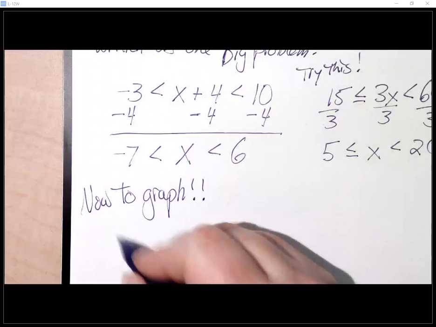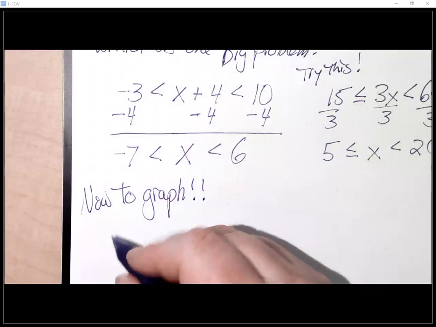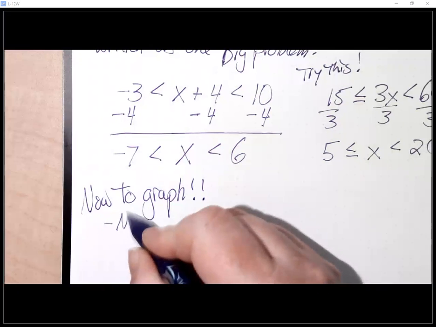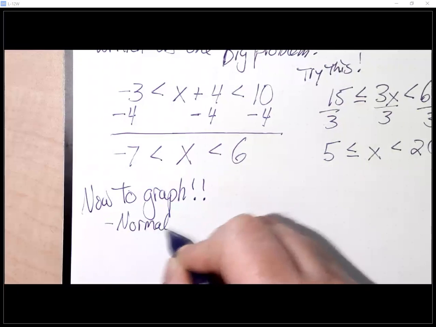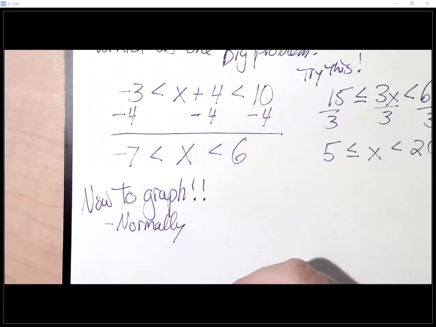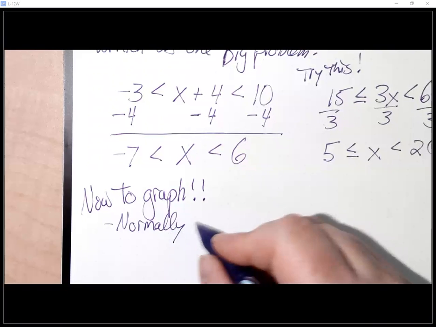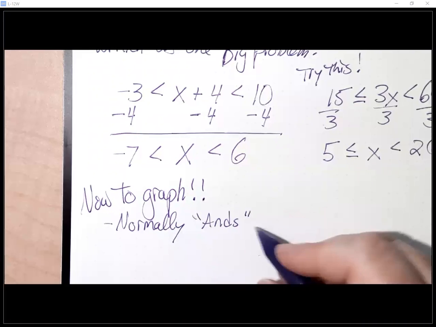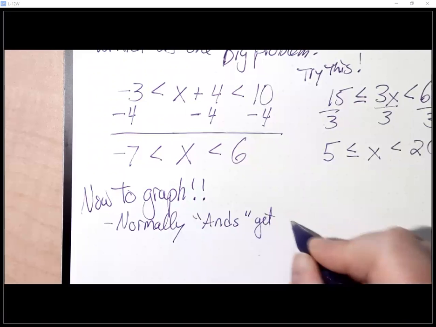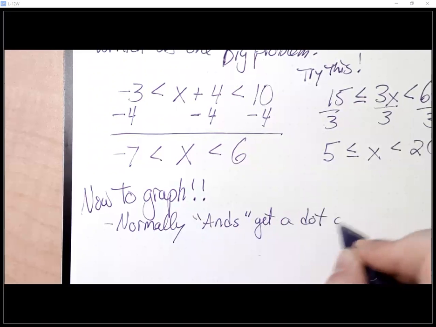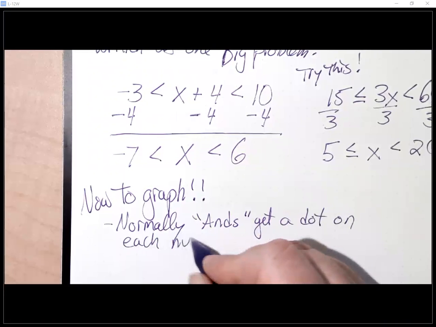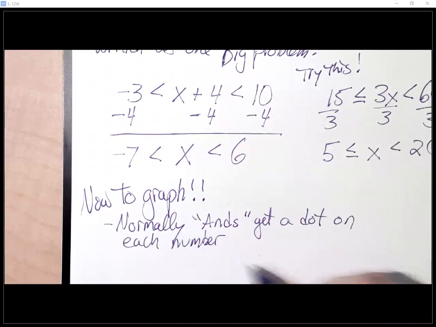Okay, so normally, this is not 100% of the time, but like 99% of the time, normally ands get a dot on each end. Well, a dot on each number, let's say that. And you shade in between.